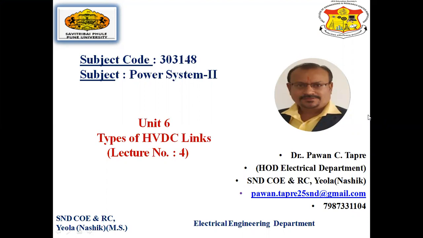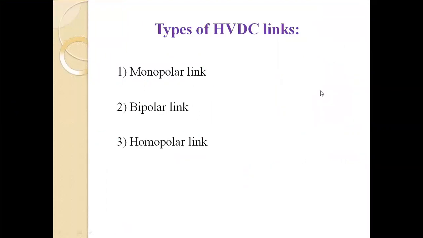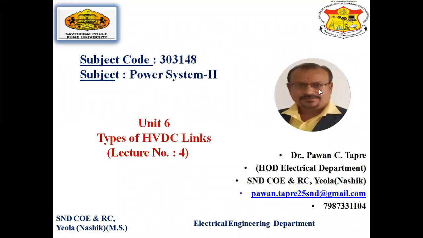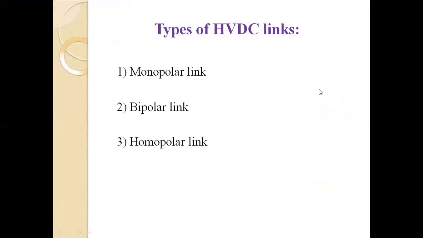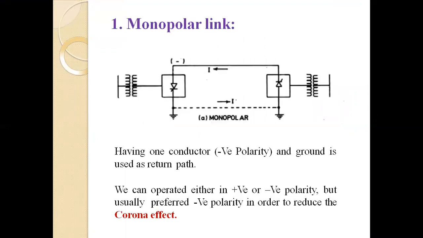Today, we will discuss the subject Power System 2, Unit number 6. The topic is the types of HVDC link. It is lecture number 4. So, types of HVDC links. There are three types of HVDC links. First is monopolar link, second is bipolar link, and third is homopolar link.